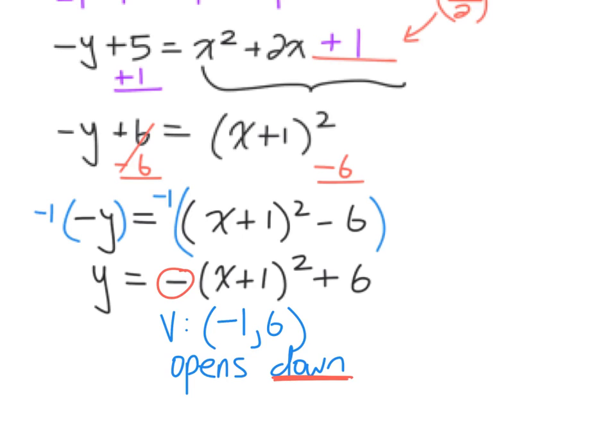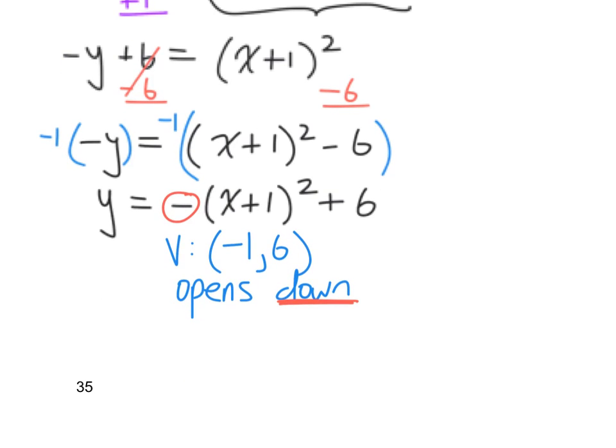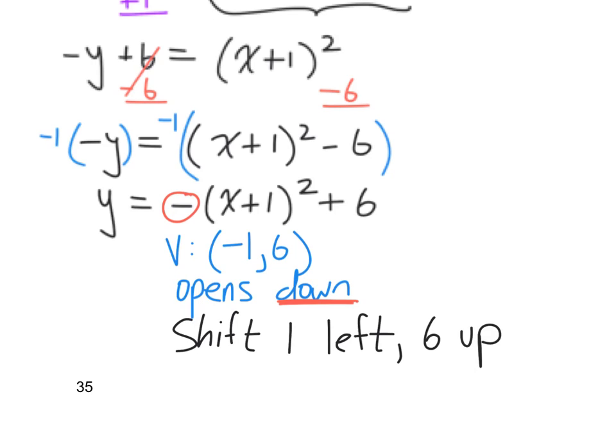They didn't ask us, but we can talk about translations here. So we're shifting 1 down, 6 right. 1 down? Right, because it's a positive 1, so it's going to go to the left. Oh, yeah, and 6 up. And those are units.